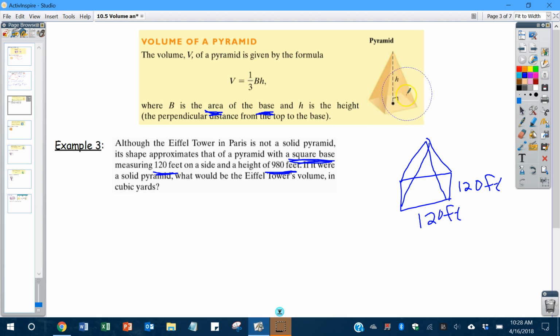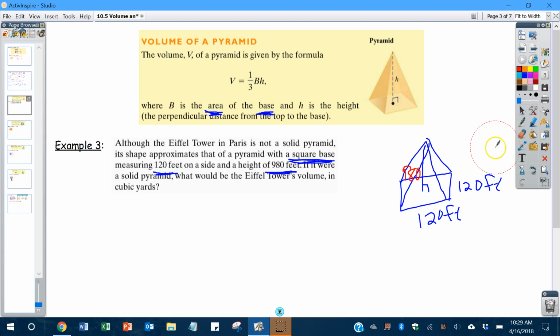And then let me also mention, just like when we did area of triangles and parallelograms, for the height to truly be the height, it has to be perpendicular with the base, and it's got to go to the tallest point on the pyramid, which is that middle point right there. So the height here, it's perpendicular. That height, it's getting a little messy, is 980.